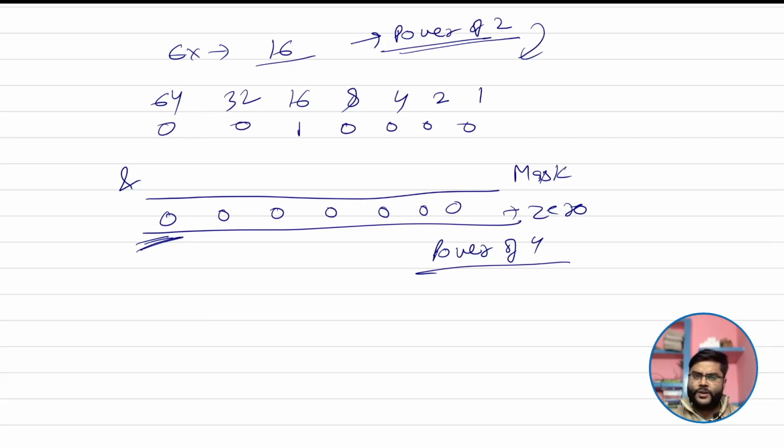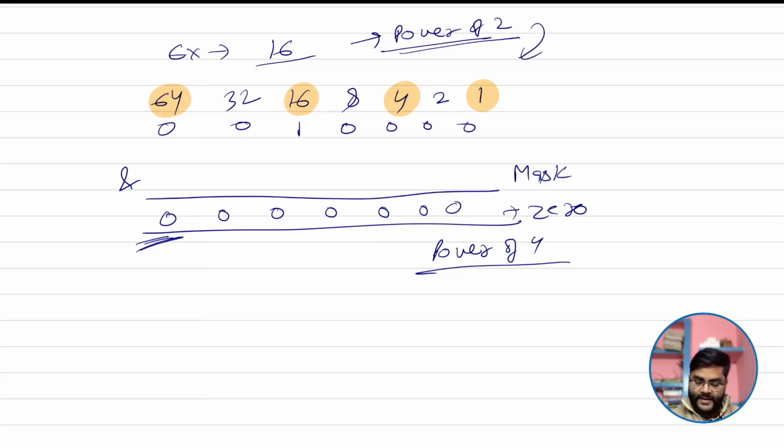If my number is a power of 4, this can be a power of 4, this can be a power of 4, this can be a power of 4. If you observe, every alternate bit is a power of 4.